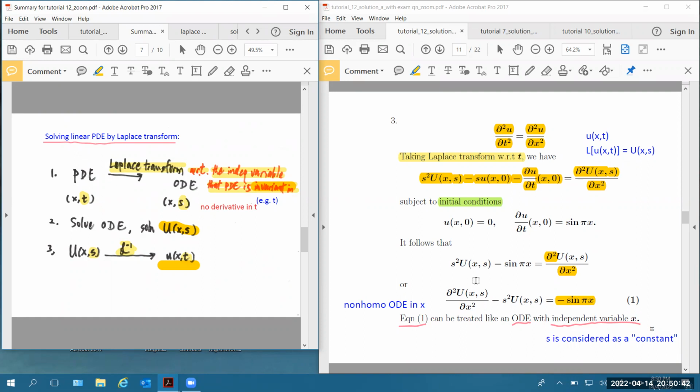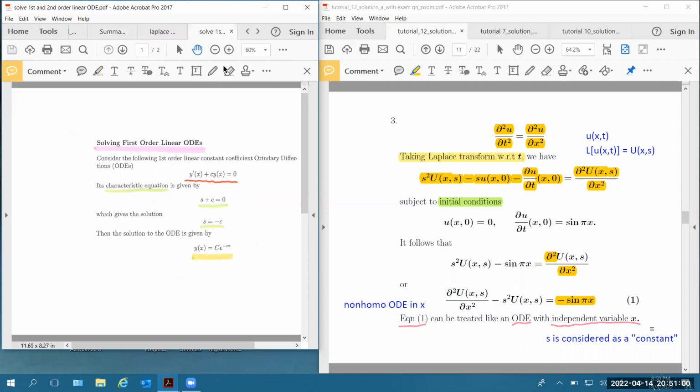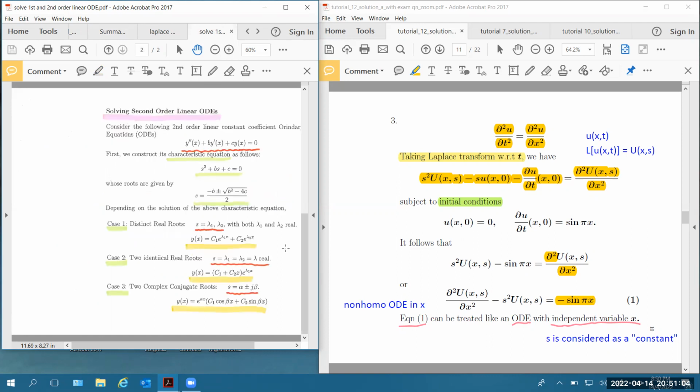So now let's go and solve this non-homogeneous ODE in x. This del square del x square will be treated like d square dx square. So it's a second order ODE. Then of course you all know how to solve it, right? A few days ago, I emailed you all this, on how to solve a second order linear ODE. So you do all these things. Here your s square is like a constant.